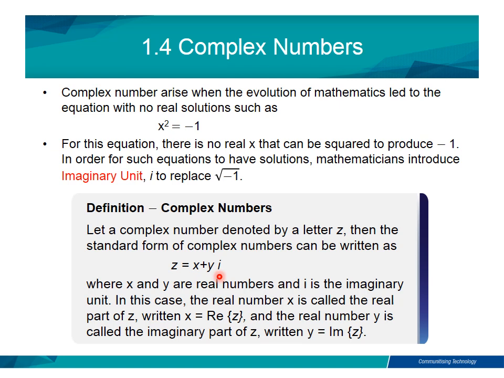So in this case, the real number x is called the real part of Z, written x equals Re of Z, and the real number y is called the imaginary part of Z, written y equals Im, for imaginary, part of Z.